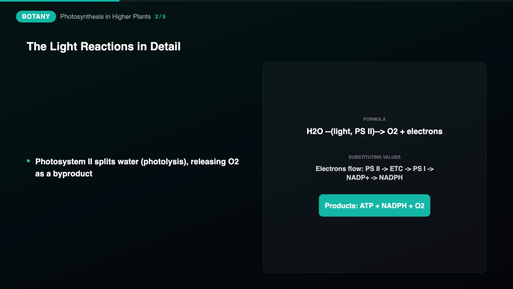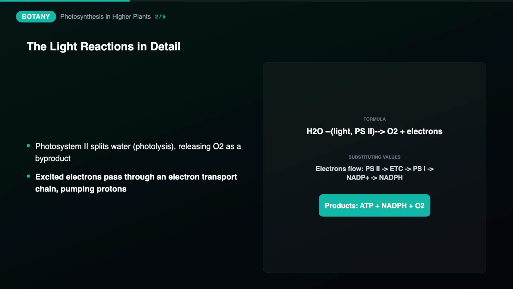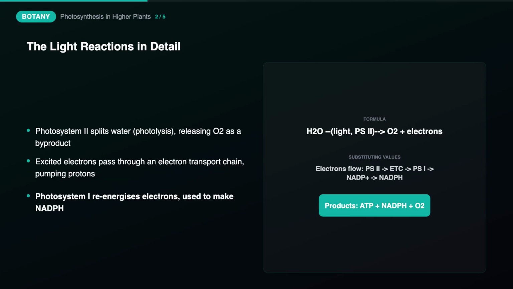Photosystem 2, despite the confusing numbering, acts first. It absorbs light and uses that energy to split water molecules in a process called photolysis, releasing oxygen as a byproduct. This is where all the oxygen you breathe ultimately comes from. The excited electrons from photosystem 2 travel through an electron transport chain, losing energy along the way, which is used to pump protons across the thylakoid membrane, building up a concentration gradient.